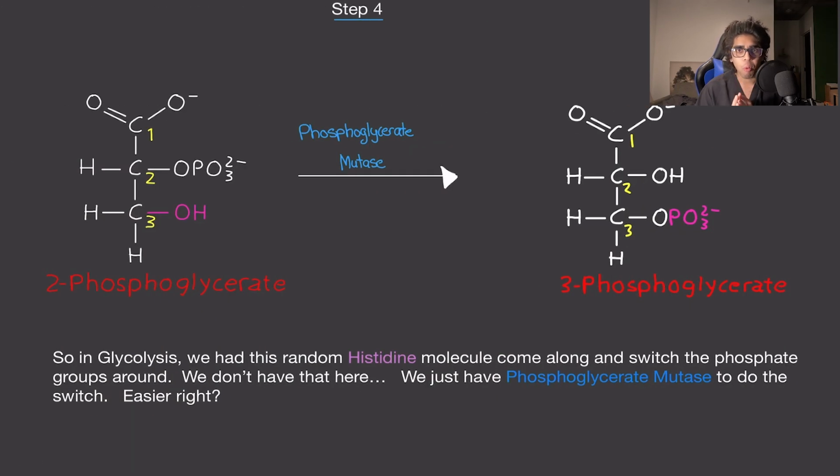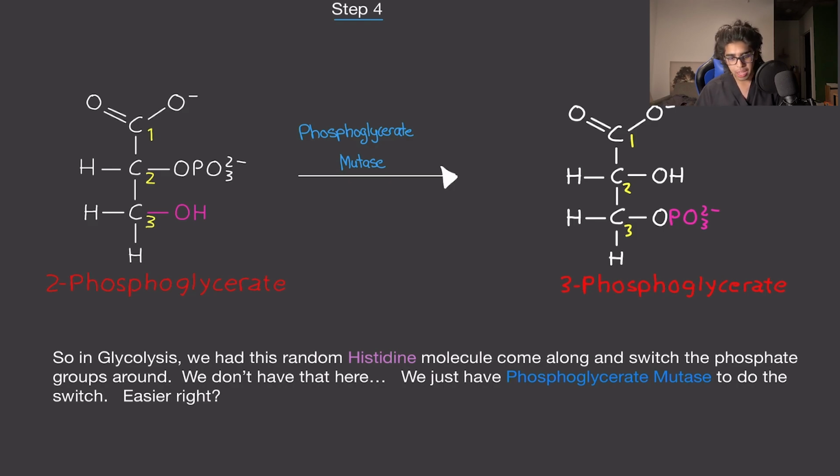Here's what we're going to do in step 4. I should say this first. In glycolysis, around this step, we went over a histidine molecule. And what this histidine molecule did was help rearrange the phosphate groups. That was glycolysis. In gluconeogenesis, there is no histidine molecule. It's gone, doesn't exist. But what's very nice is we're going to use an enzyme to actually make this happen. This enzyme is called phosphoglycerate mutase. So it's kind of mutating the molecule a little bit.